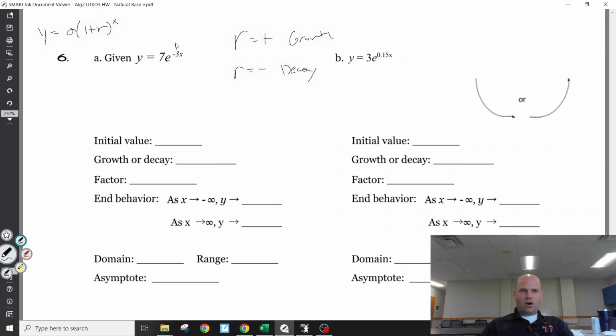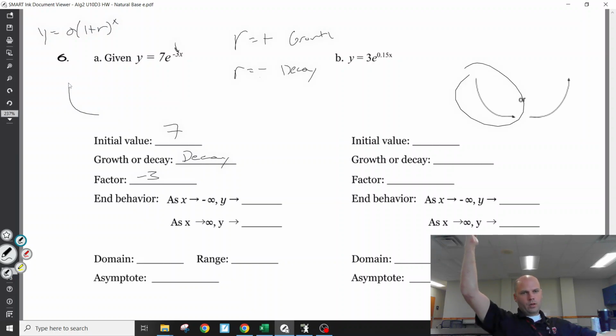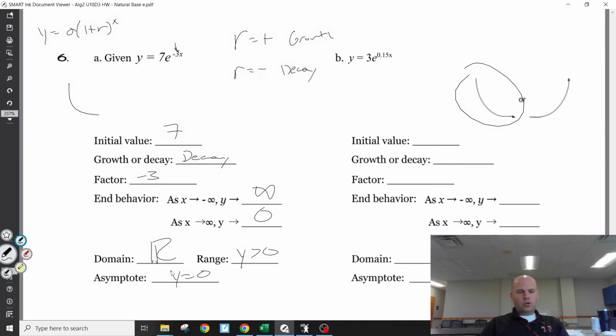Okay, so I see r is negative 3, so this is why I know it's a decay. I'm starting out with 7. I'm going to have this shape over here. Now, if you use your arms, as we go to the left, we're going up. As we go to the right, we're going flat towards 0. It's the same as other exponential equations. You can plug in any x and you'll get positive y's. You won't touch 0, you'll approach 0.